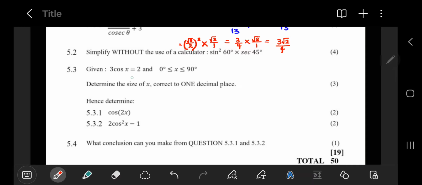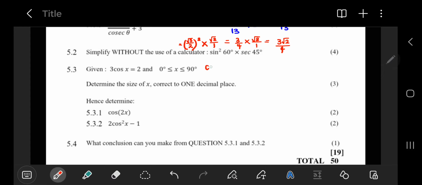Now they say determine the size of x correct to 1 decimal place. So we need to actually solve for x. And if we look at what we're given, we have 3 cos x is equal to 2. Now just like algebra, if you're solving for x, you need to get x alone on the left hand side. So we're going to start off by getting rid of the 3. And how we would get rid of the 3 is we would divide both sides by 3.